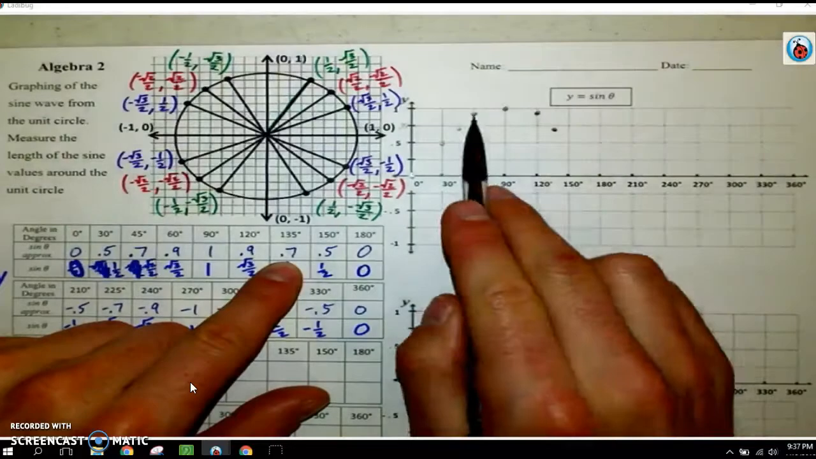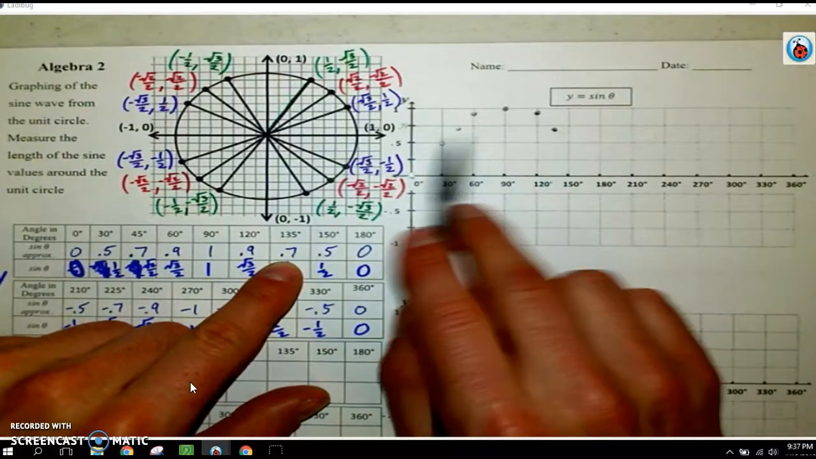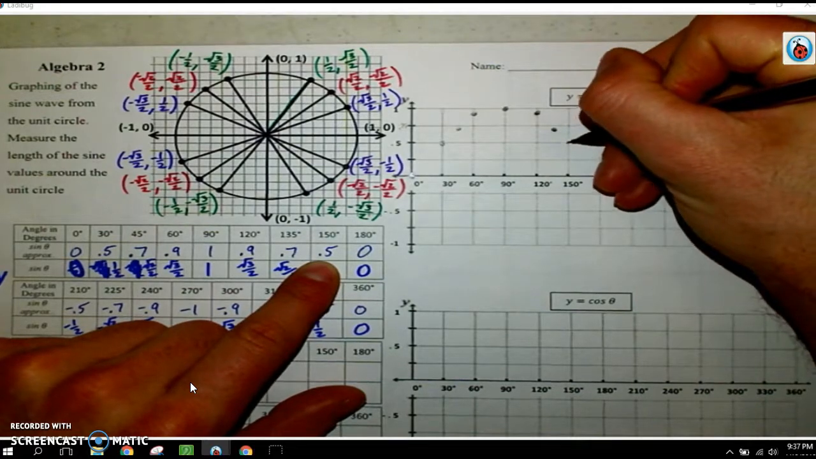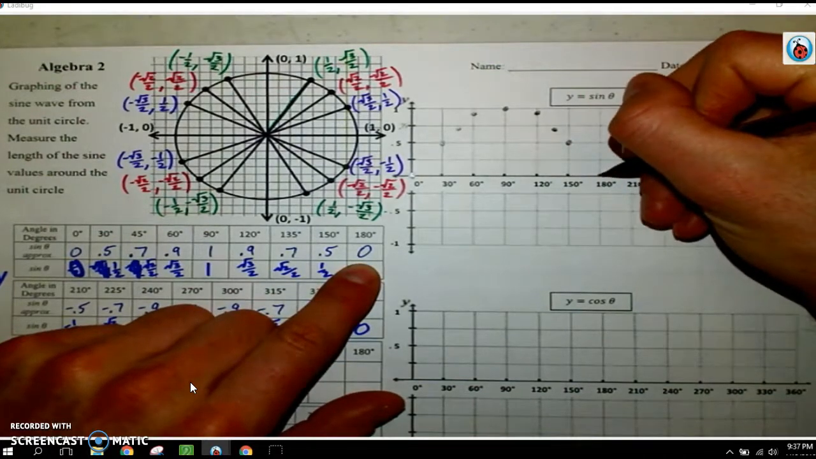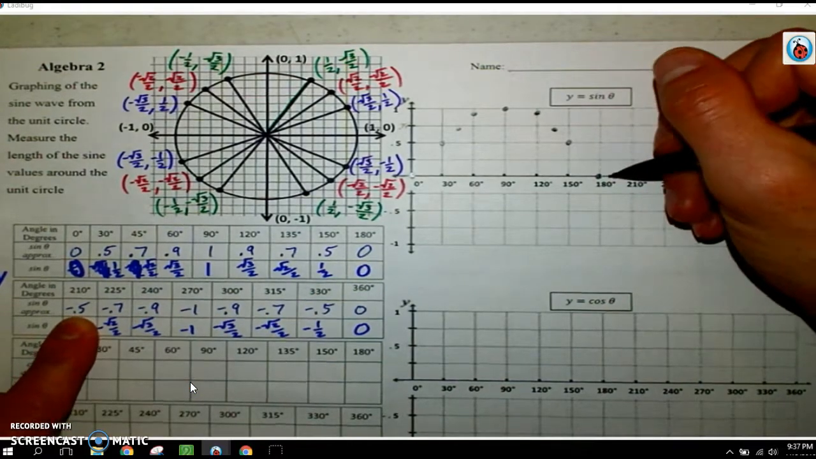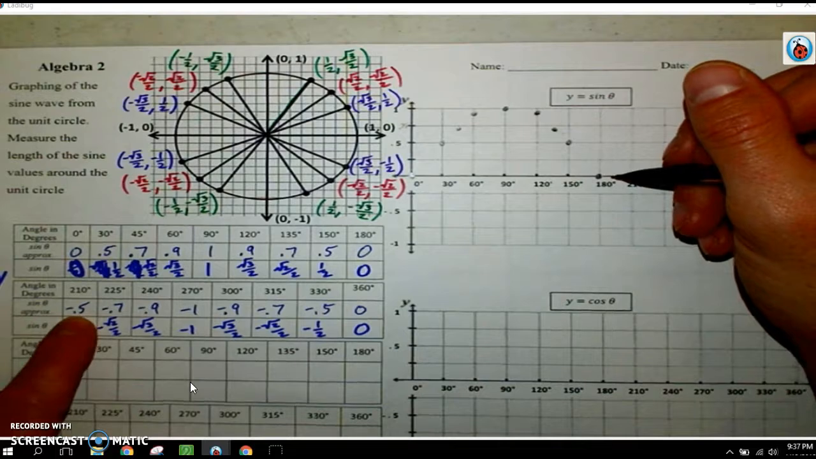And you'll notice that these heights will start to repeat themselves, so we can just reference back to the other one. At 150, I'm at 1/2, or 0.5, and then at 180, I'm back down to 0. Now for these next values, I'm going to start going beneath the x-axis.